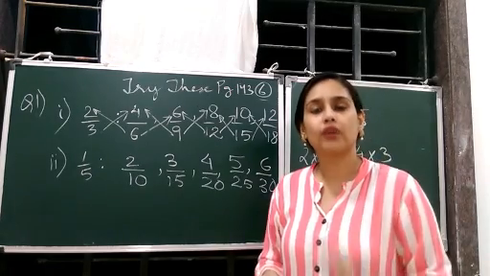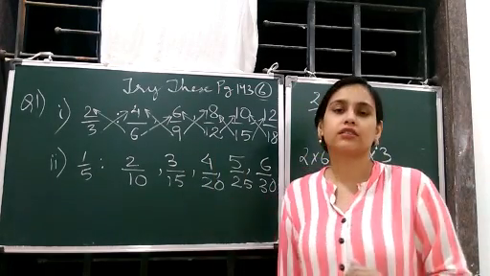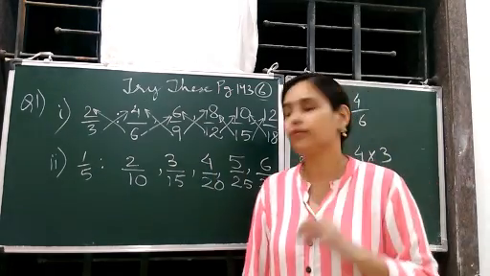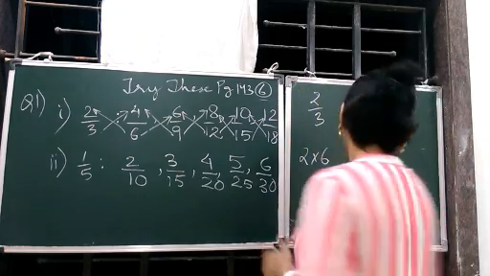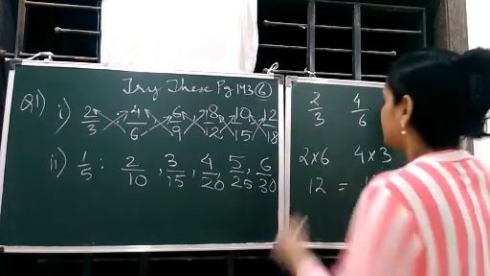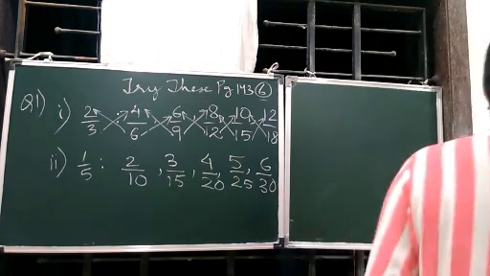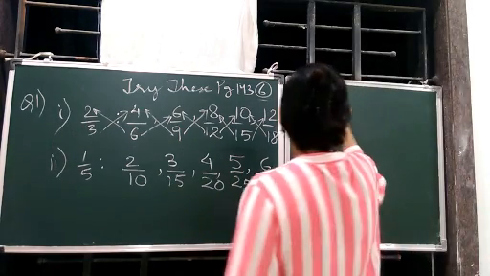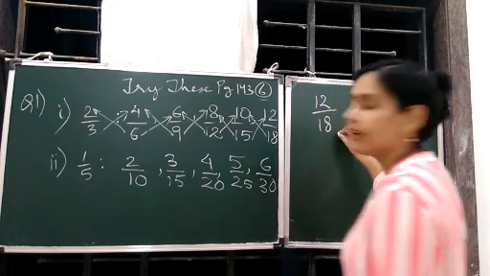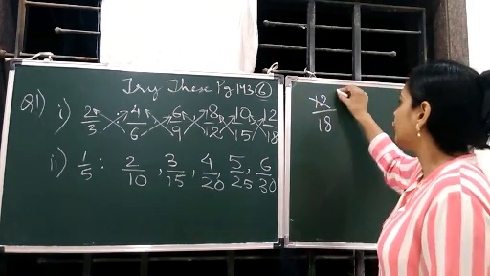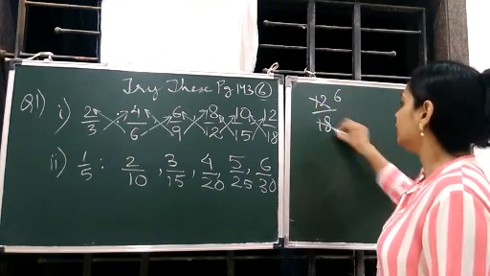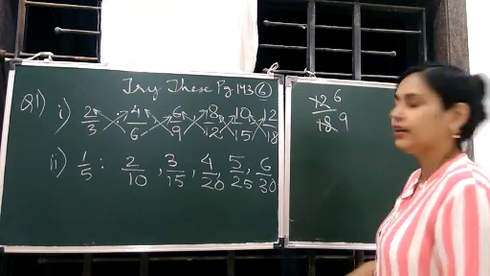Smaller form means making it smaller. How can we make it smaller? By dividing it with the same number. Like for example, let's take 12 by 18. This is 12, this is 18. Let's divide 12 and 18 by 2. 2 6s are 12, 2 9s are 18.